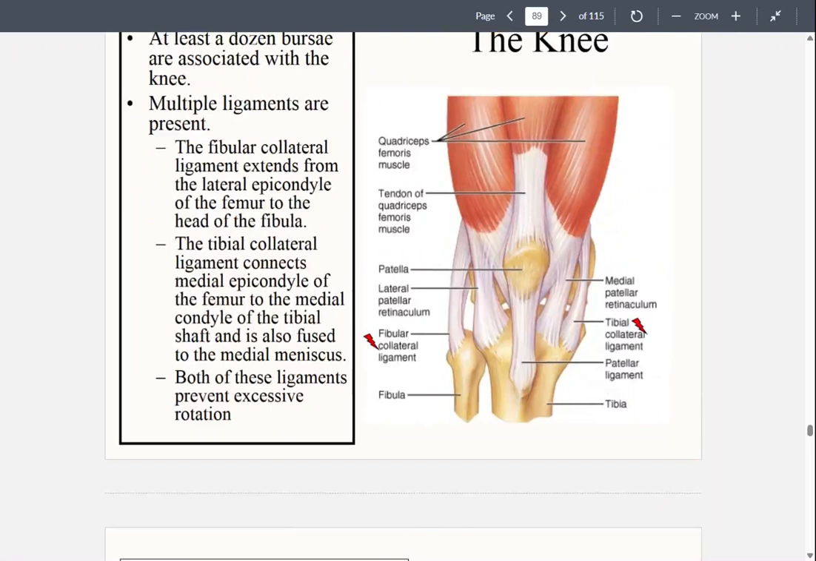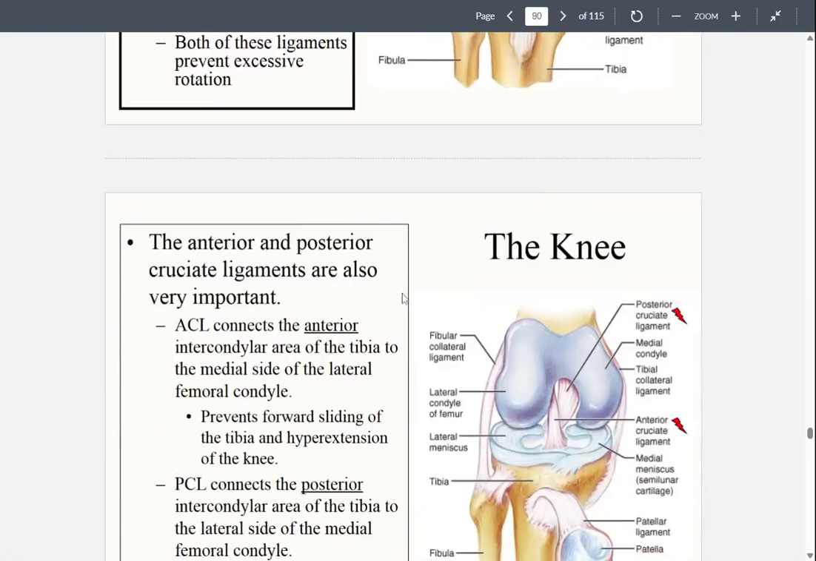One last note before we move to the next slide: the fibular collateral and tibial collateral ligaments help prevent excessive rotation. So our tibia can't completely rotate in 360 degrees away from the femur.